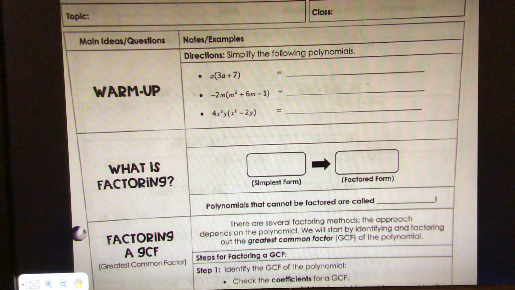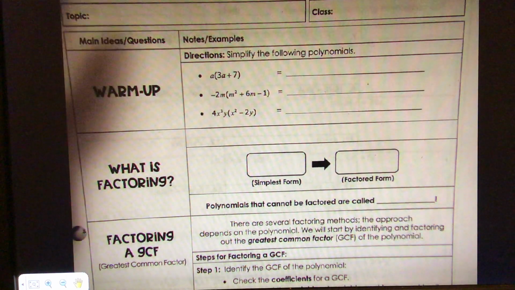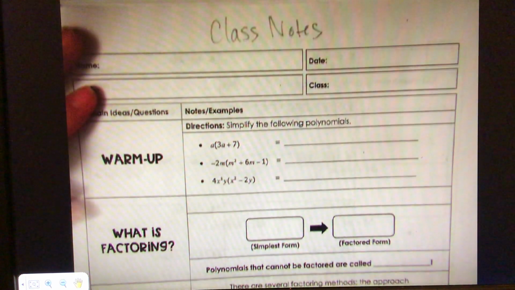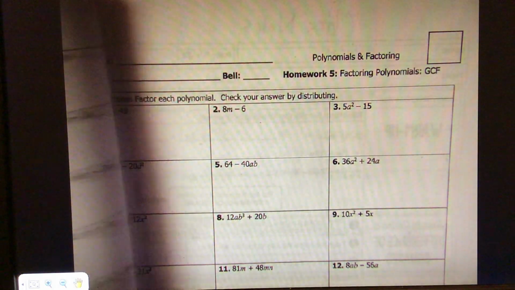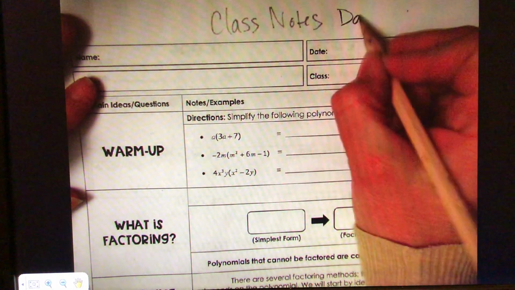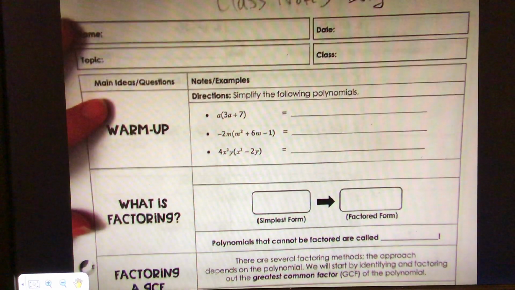We are starting with factoring finally, which is going to be loads of fun. So turn to page 13. And again, these are the class notes. So remember, these are the class notes. If I look up here for day 5. Okay, so let's go for it.